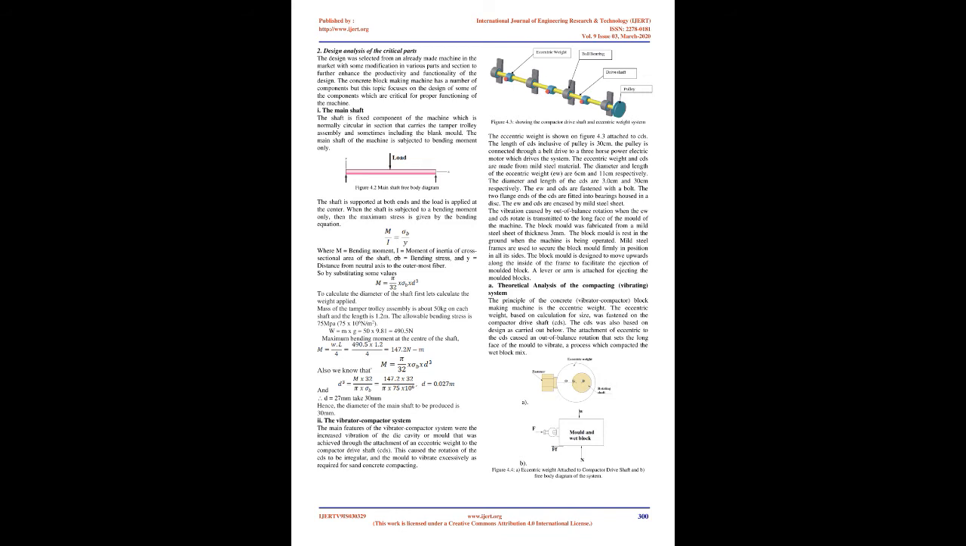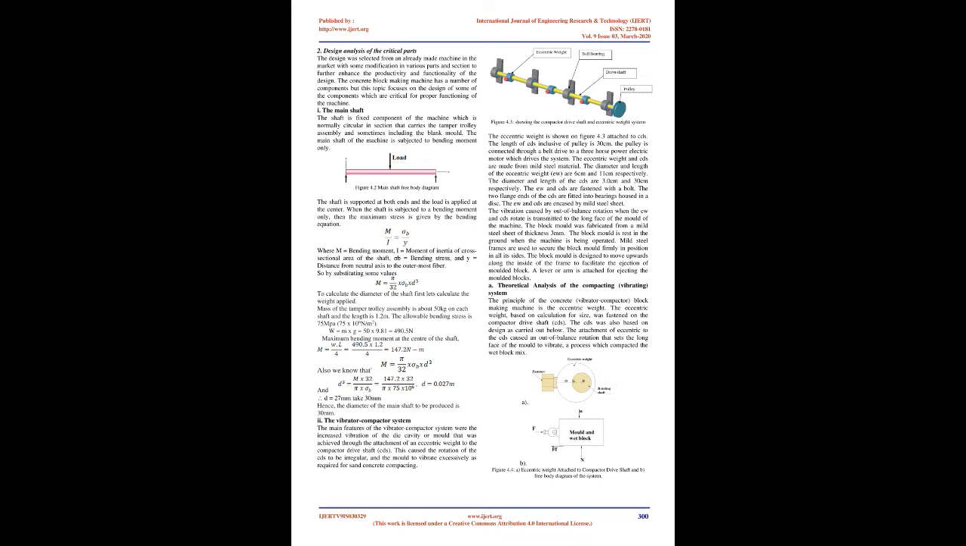So by substituting some values to calculate the diameter of the shaft, first let's calculate the weight applied. Mass of the tamper trolley assembly is about 50 kg on each shaft and the length is 1.2 m. The allowable bending stress is 75 MPa, 75 x 10^6 N/m². W equals m x g equals 50 x 9.81 equals 490.5 N.